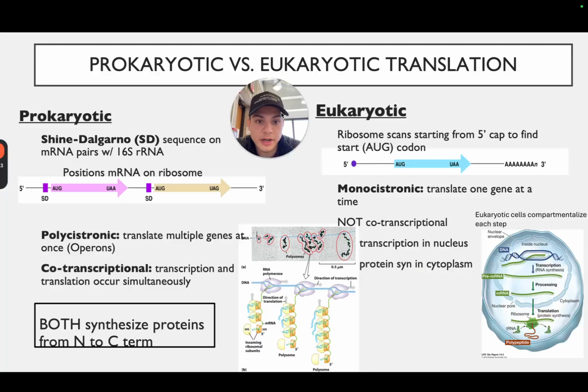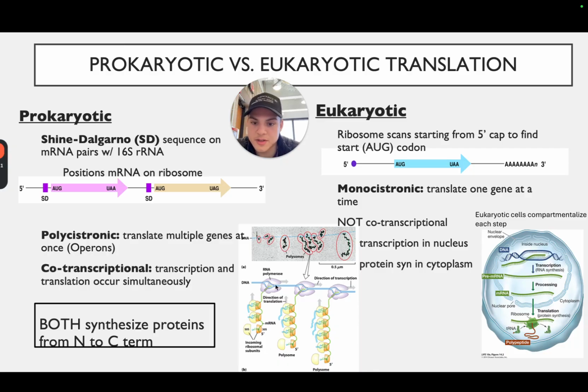And then we have prokaryotic versus eukaryotic translation. In prokaryotes, we have the Shine-Dalgarno sequence, which basically acts as our promoter for translation, for initiation to occur. And again, polycistronic means we translate multiple genes at once with the operons, and what this allows us to do is form multiple proteins at the same time. As you can see here, these are all different proteins.